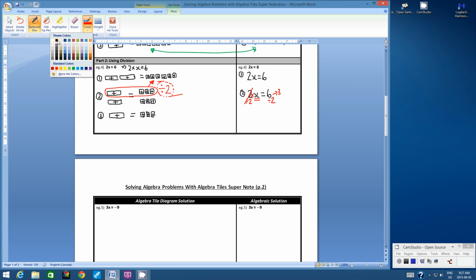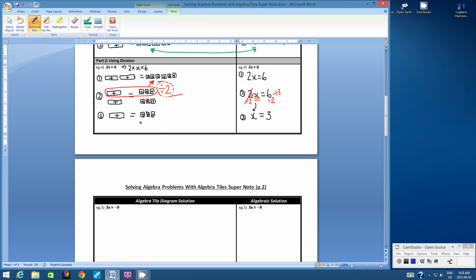Okay? Now, let's write what remains. So on the left-hand side here, the only thing that remains is x because we got rid of this. 2 divided by 2 is 1. So this is actually an invisible 1 here, okay? But we're not going to put that in. Okay, so I'm going to just undo that. Okay, then we have the equal sign, and then what's on the right-hand side? 6 divided by 2 is 3.